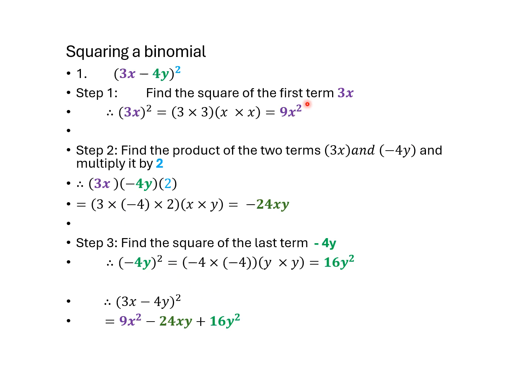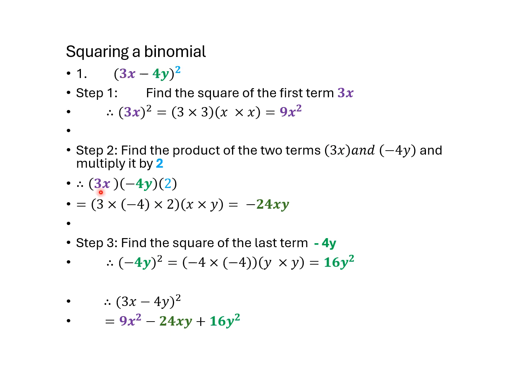Then, to find the middle term, I'm going to multiply the 2 terms in the bracket. So I have 3x and I have minus 4y. So I'm going to say 3x times negative 4y, times 2, to get the middle term.